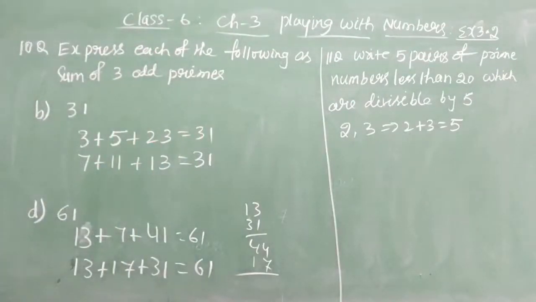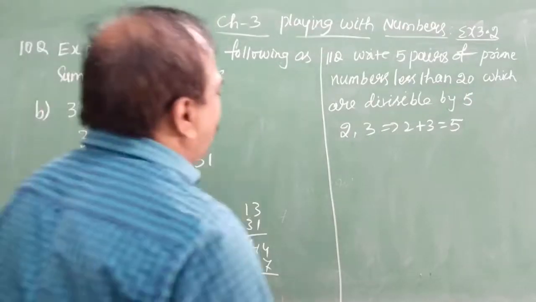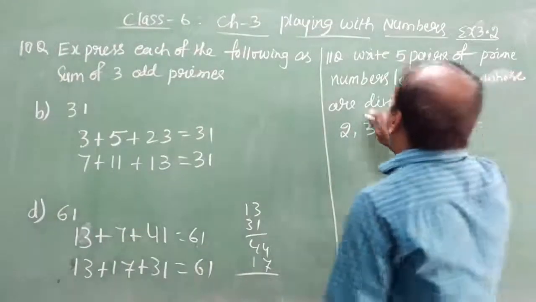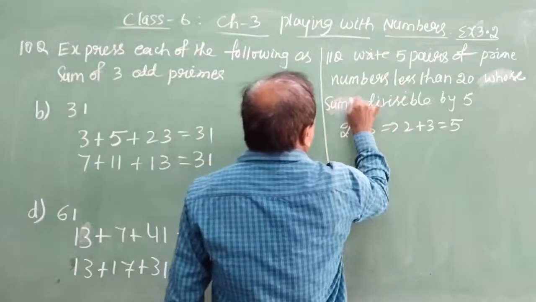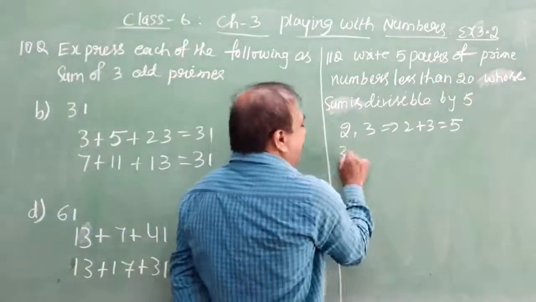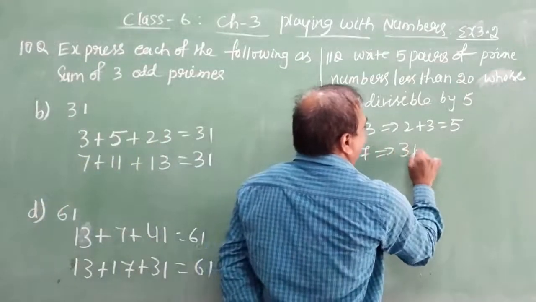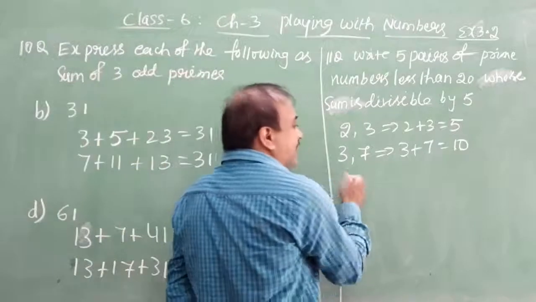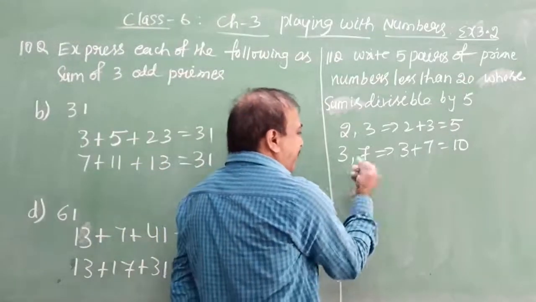What is the question? Write the pairs of primes, each less than 20, whose sum is divisible by 5. So 2 plus 3 is equal to 5. Next, one more: 3, 7. So 3 plus 7 is equal to 10. So 10 is divisible by 5.